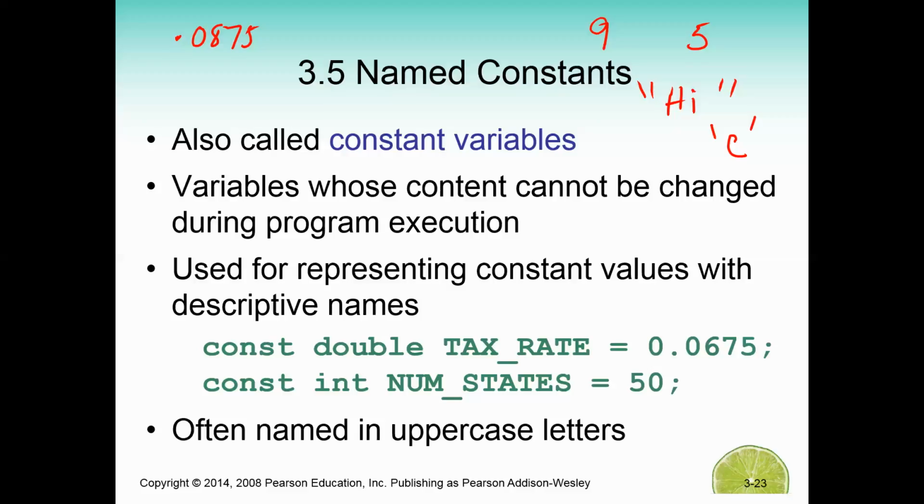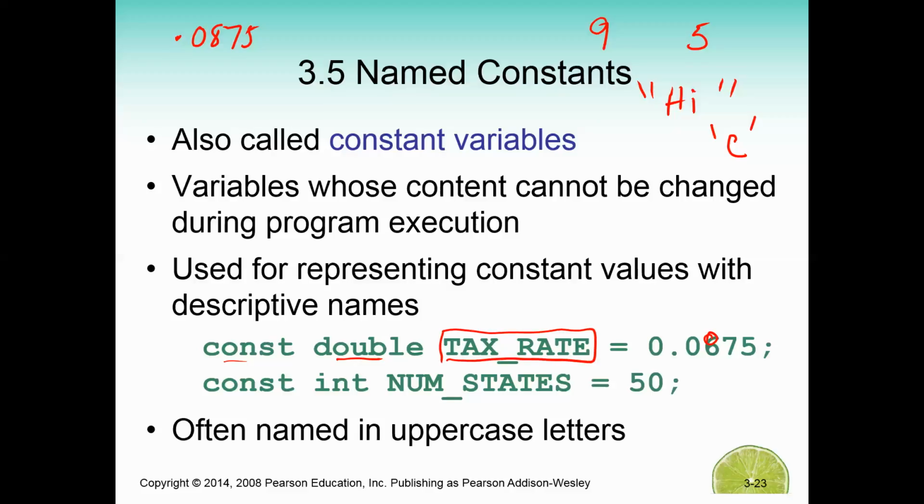Instead of going through the program and changing 0.0875 to 0.09, maybe they increase it this year, 10 times, it will be much easier if I just have it on the very top of my program. Where I define my variables, I can also define this constant. I'm going to write, hey, this is going to be a constant. It's going to be a double, it's going to be tax rate, and it's going to be 0.0875. And every time that I use it, those 10 times that I was using 0.0875, instead I'm going to use this name, tax underscore rate.